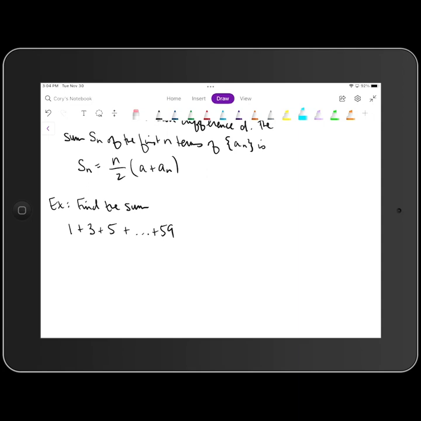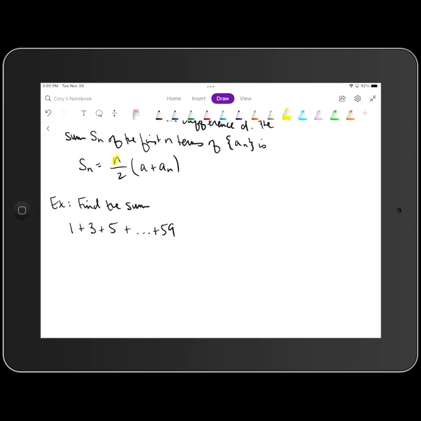Okay, so let's do some examples illustrating this. So the directions here ask us to find the sum. We are given 1 plus 3 plus 5 plus all the way out to 59. Okay, so when we look at this here, we know that if I want to calculate the sum, I need to know the value of n, I need to know the value of a, and I need to know the value of a sub n.